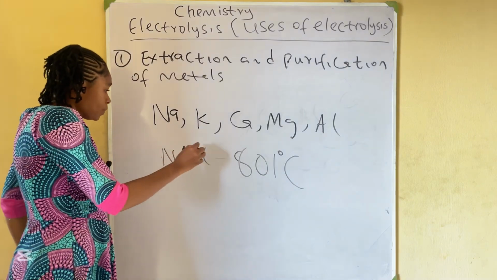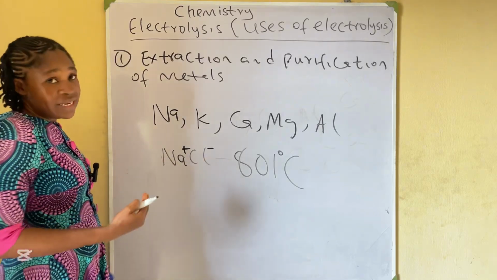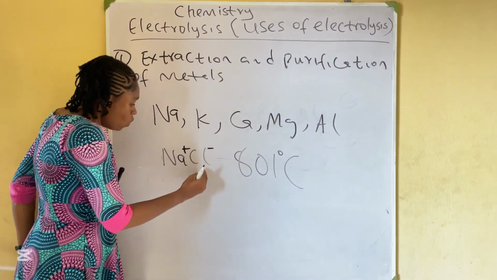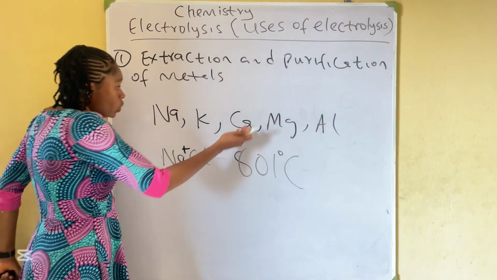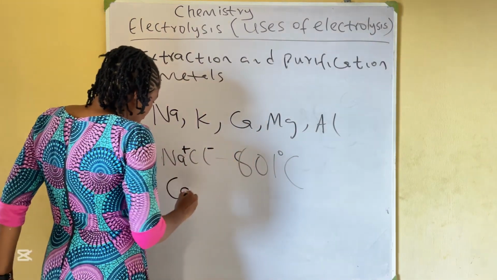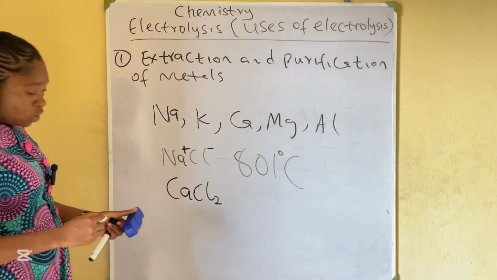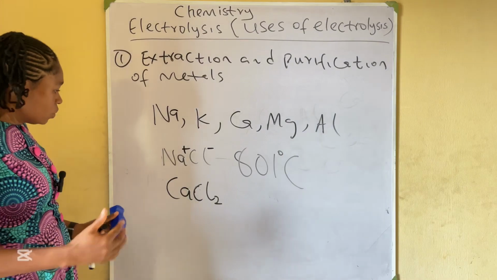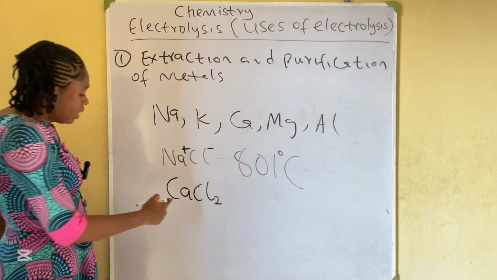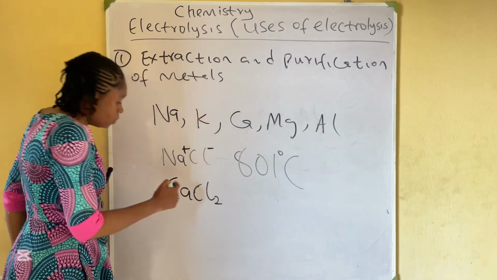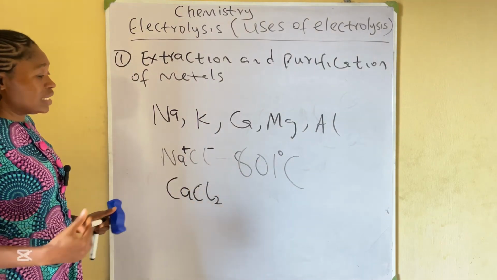The sodium ion will migrate to the cathode and become discharged as metallic sodium. The chloride ion will migrate to the anode and become discharged as chlorine gas. The same goes for fused calcium chloride. There is no competition with ions coming from a solvent. The calcium ion will migrate to the cathode and become discharged as calcium, while the chloride ion will migrate to the anode and become discharged as chlorine gas.